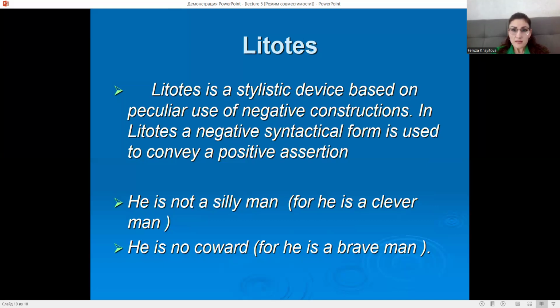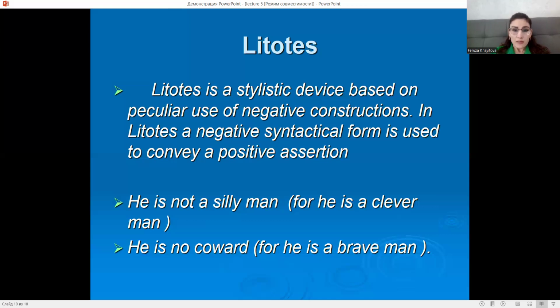The next device is litotes. Litotes is a stylistic device based on peculiar use of negative constructions. In litotes, a negative syntactical form is used to convey a positive assertion. Let's take an example. "He is not a silly man, for he's a clever man." Not a silly man is a negative construction, a peculiar use, but it is a positive assertion.